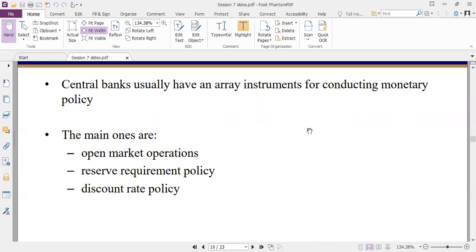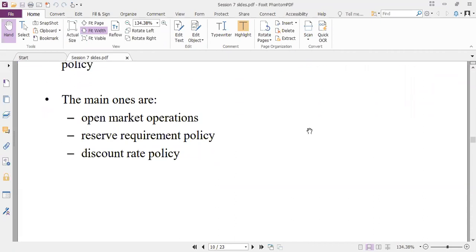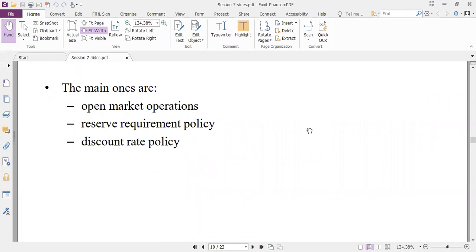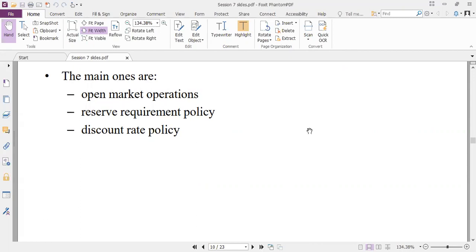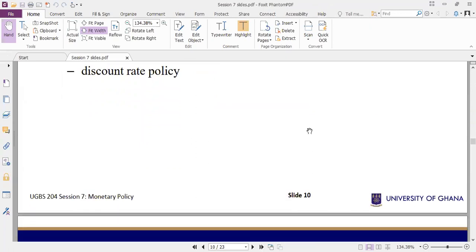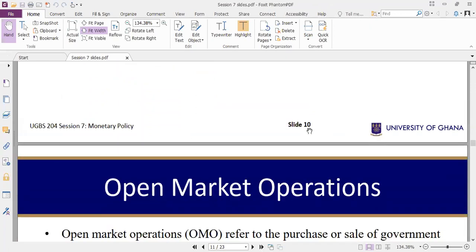Okay, so we have reserve requirements policy. And last week, I remember we said something small about reserve requirements policy. Okay, and basically, we also established that they are required by law. Banks are required by law to keep a certain fraction of deposits received, so they can't make loans out of them. And the last one is called the discount rate policy. Okay, so we are going to take these ones one by one and deal with them.